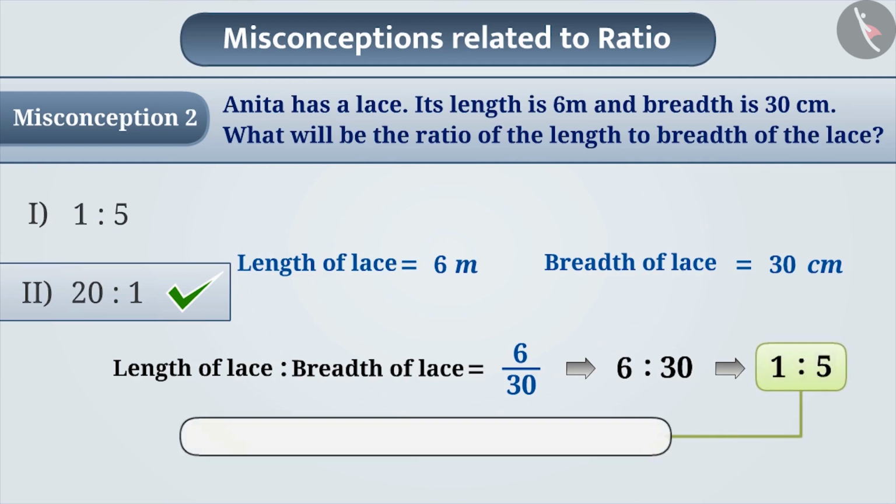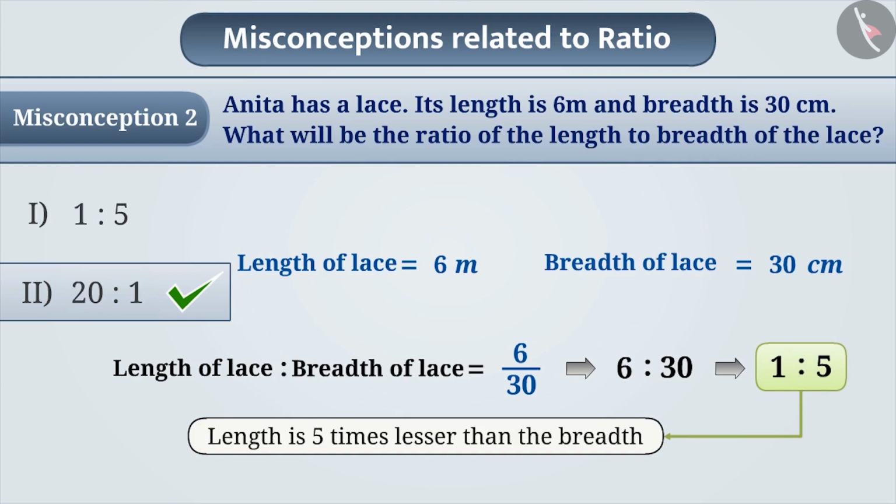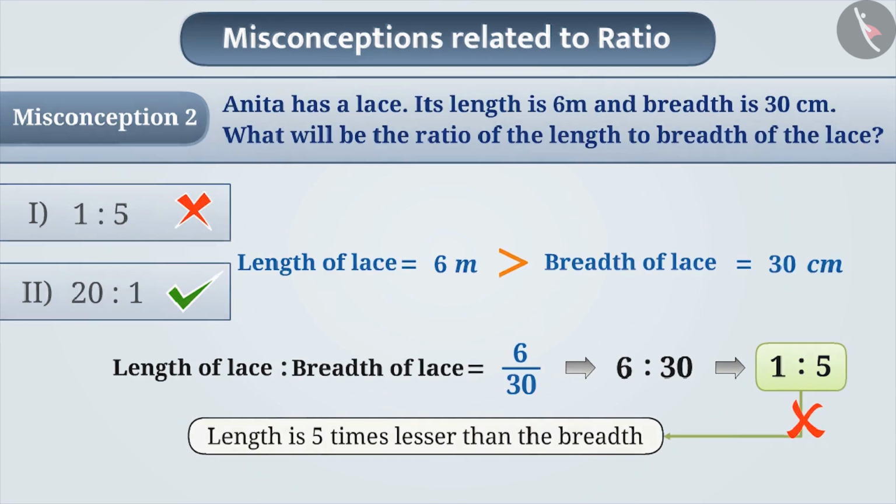This ratio shows that the length is 5 times smaller than the breadth. But if we observe carefully, 6 meter length is greater than 30 centimeter breadth. Therefore, writing the ratio of length to breadth as 1 is to 5 is incorrect. Thus, option 1 is incorrect and option 2 is the correct answer. Note that to find the correct ratio, it is very important to keep the units equal.